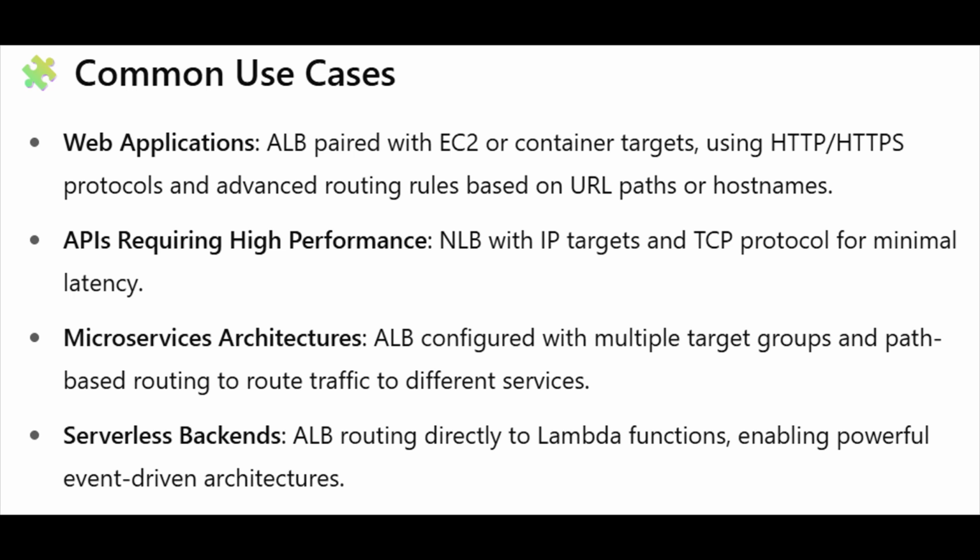APIs requiring high performance: NLB with IP targets and TCP protocol for minimal latency. Microservices architectures: ALB configured with multiple target groups and path-based routing to route traffic to different services. Serverless backends: ALB routing directly to Lambda functions, enabling powerful event-driven architectures.